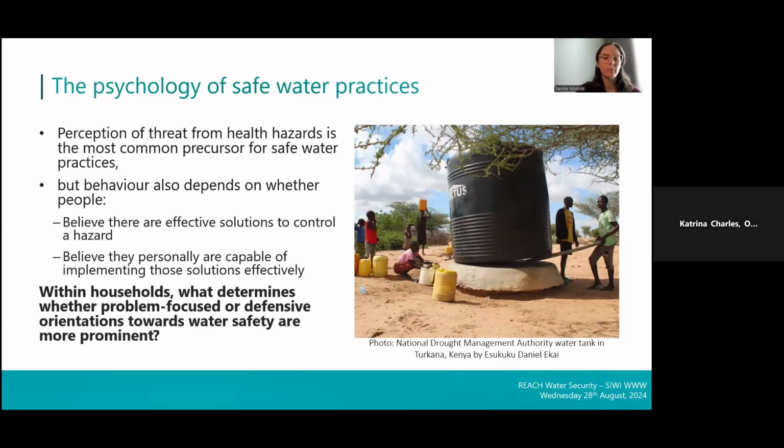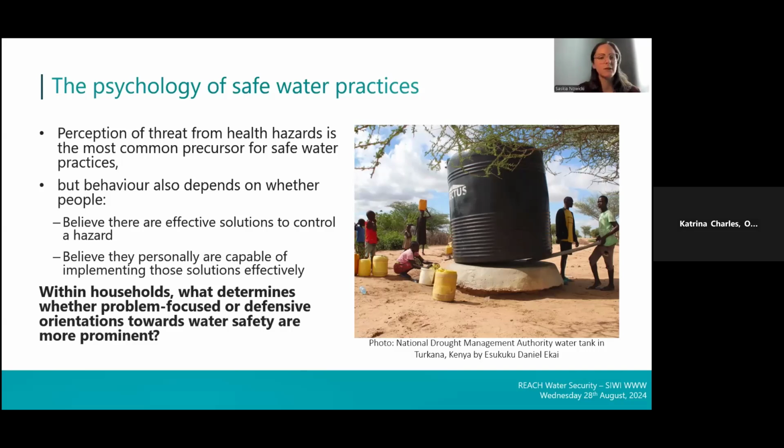But it's not all about threat perception. Behavior is also driven by whether people believe there are effective solutions to control a hazard, and if they believe they're personally capable of implementing those solutions. So if we think that we can protect ourselves from a hazard, we're likely to develop a problem-focused orientation towards it where we're going to take protective actions. But if we don't think that that is feasible, then considering threats brings a sense of helplessness, which is difficult to tolerate psychologically. And our natural psychological response is to develop a defensive orientation where we would reframe or otherwise find ways to disregard or make ourselves feel better about threatening circumstances.